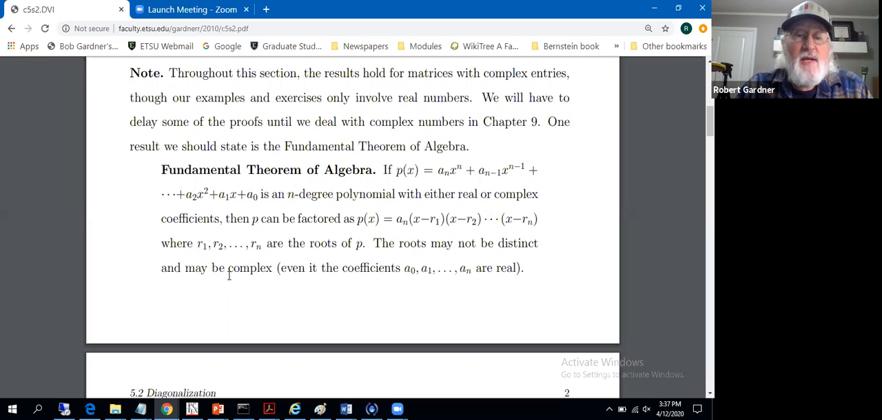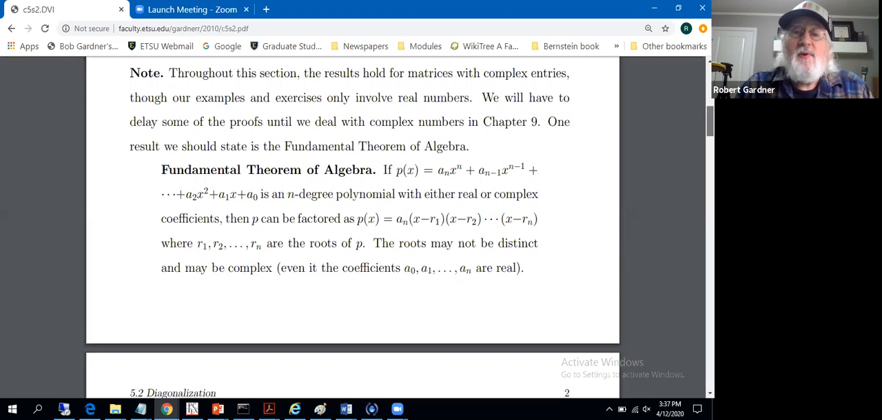These roots may not be distinct, as we saw there, and they may be complex. Even when you start with real coefficients, which we will in this section, in this chapter, you still may get these complex numbers to arise. And in this chapter, they play the role of eigenvalues.